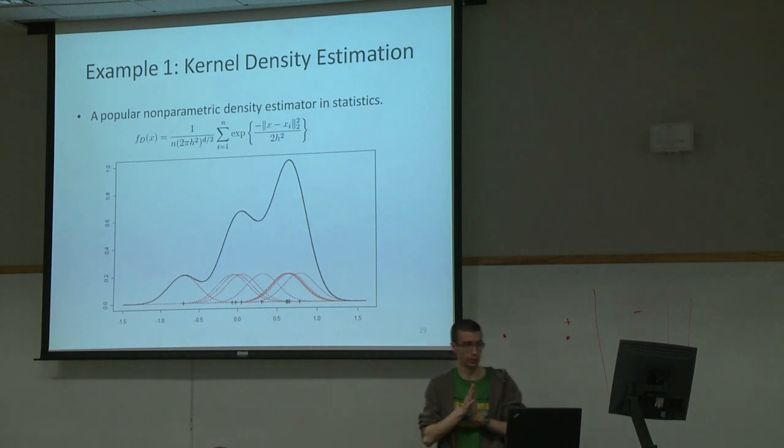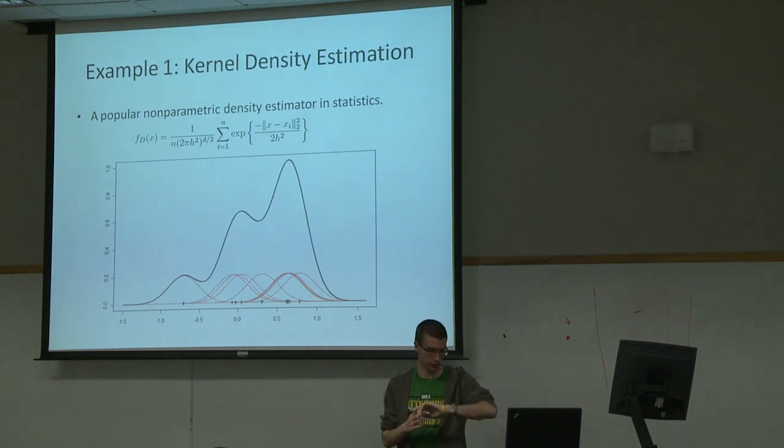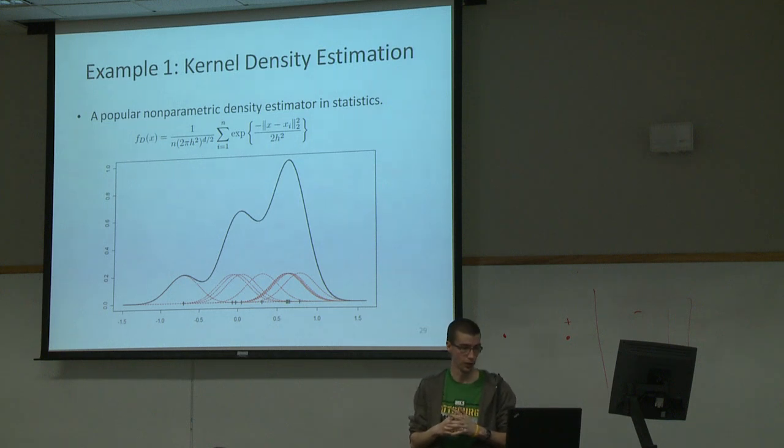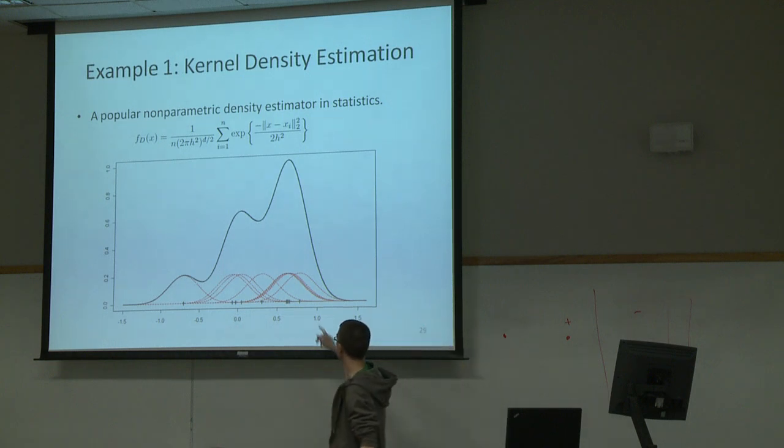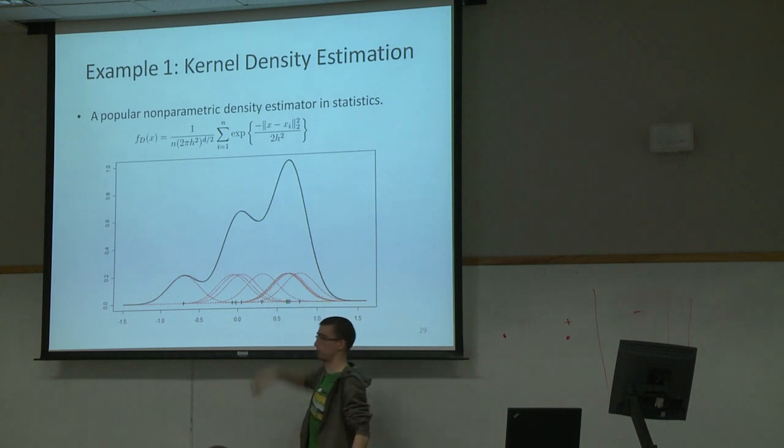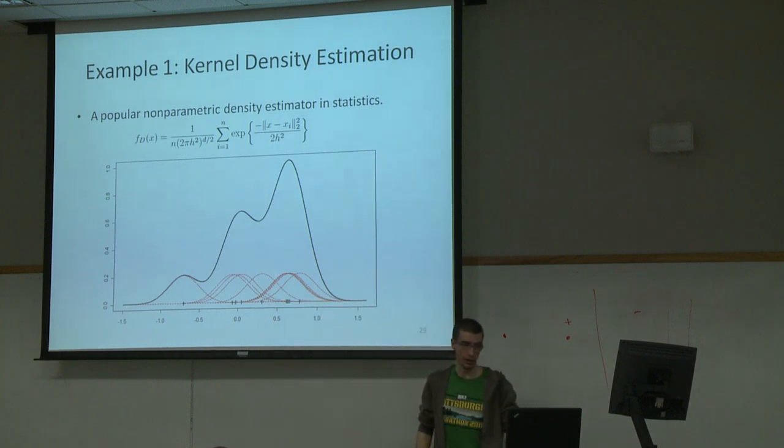So I'll go to some examples now. The first is kernel density estimation. This is a pretty useful way to estimate a density in statistics: you take a bunch of data points, put a Gaussian kernel over each one, sum them up and average, and you get a pretty good estimator of the underlying density.